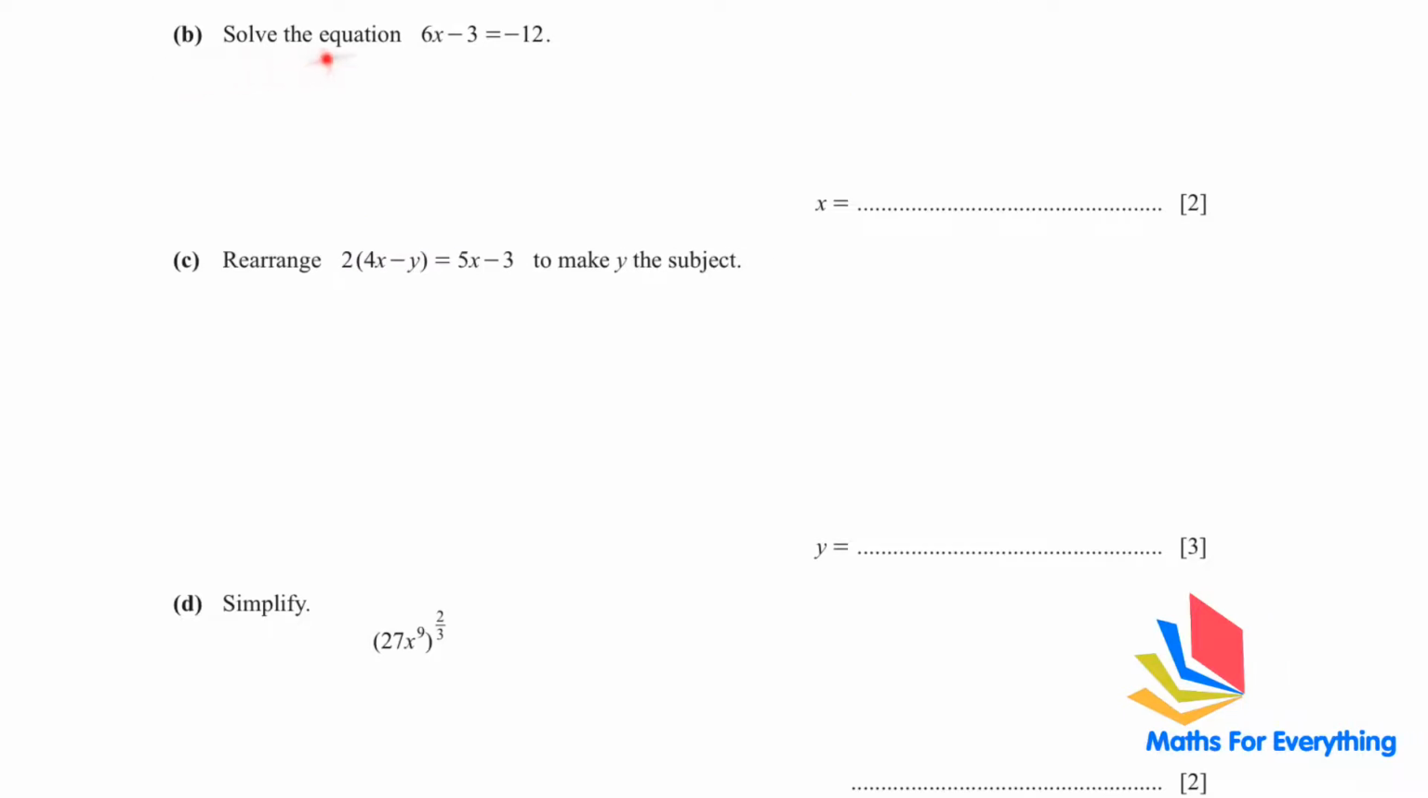Part B, solve the equation 6x minus 3 is equal to negative 12. An easy 2 mark. So we have to make x the subject. 6x is equal to negative 12. The negative 3 when we move to the other side will be positive 3. This will give us negative 9. X is equal to negative 9 divided by 6, which is equal to negative 1.5.